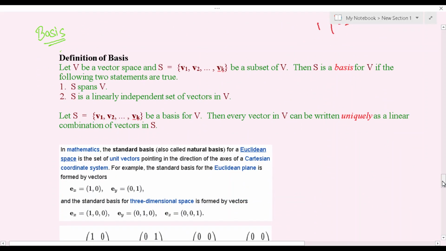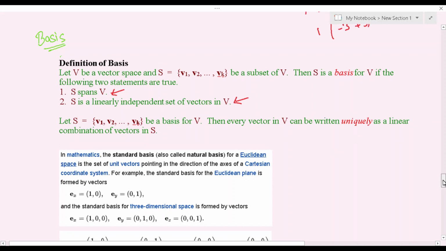Then we define the basis. What is a basis? If V is a vector space and S is a subset of V, then S is a basis of V if these two conditions are true. First, S spans V, and second, S must be a linearly independent set of vectors in V.